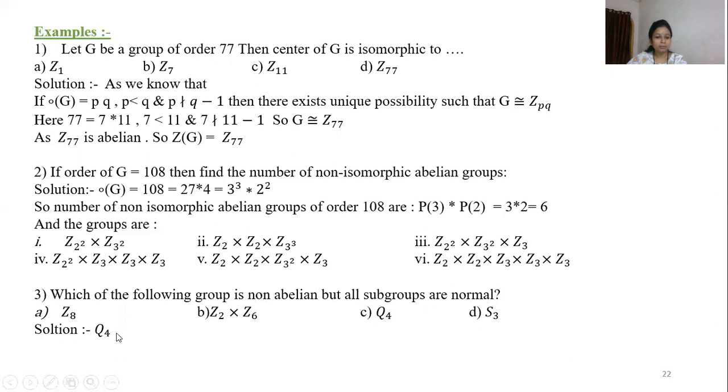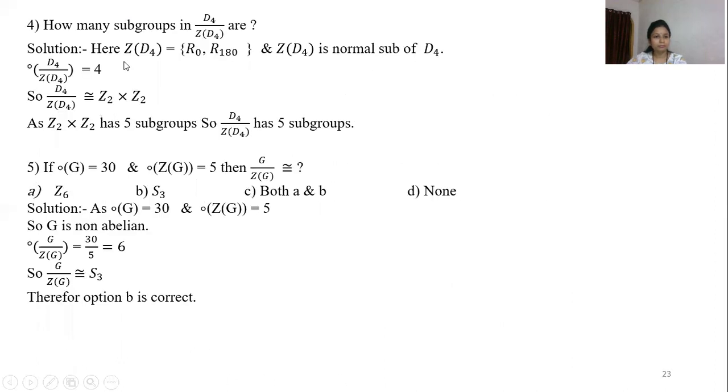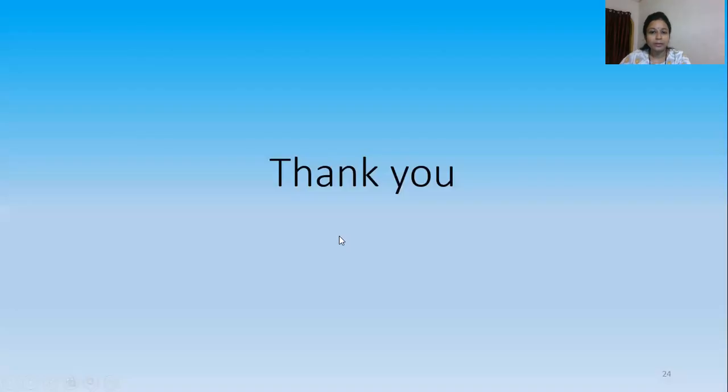This Q4 group is a special group. Q4 is not abelian, but all subgroups of Q4 are normal subgroups. These are another two examples. You can see these two examples for your homework. Thank you, friends.